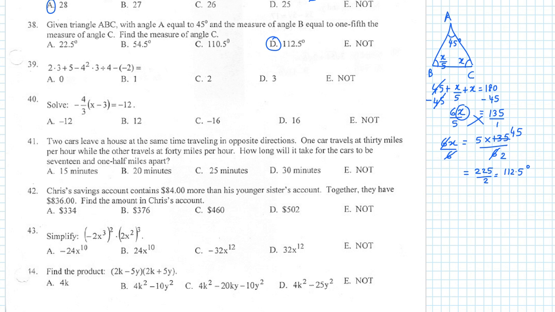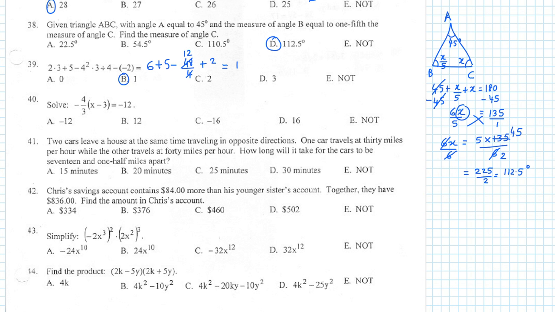So 2 times 3 is 6. So this is 6 over here, and then plus 5, and then minus 4 square times 3. 4 square is 16. 16 times 3 is 48 divided by 4, and then minus of minus 2 is plus 2. So 48 divided by 4 is 12. So now we can just calculate this. 6 plus 5 is 11. 11 minus 12 is minus 1, and minus 1 plus 2 is 1. So B is the correct answer.